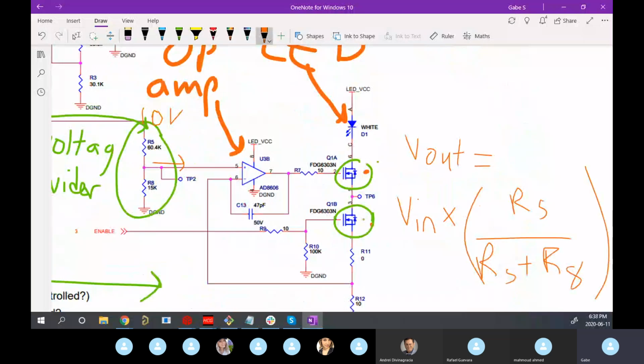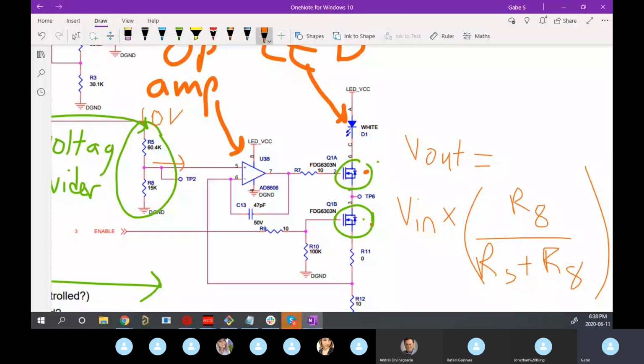Maybe John. Give me a second. I don't think that is. Oh, I think that is right. No, it should be R8, not R5 on top. Yeah, I think probably R8 on top. Am I wrong? That's right.